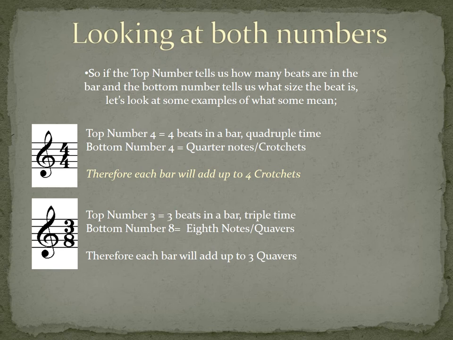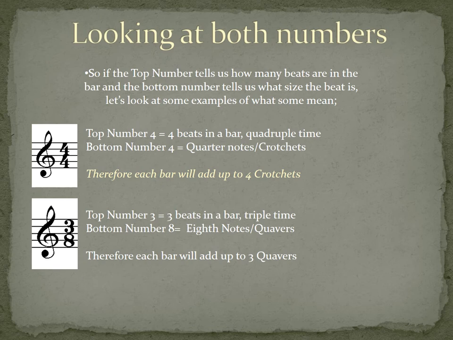Here we see 4 over 4. The top number indicates there are 4 beats in the bar and therefore it's simple quadruple time. The bottom number is a 4. 4 is representative of quarter notes. So therefore that's crotchets. So therefore, each bar will add up to 4 crotchets, simple quadruple.